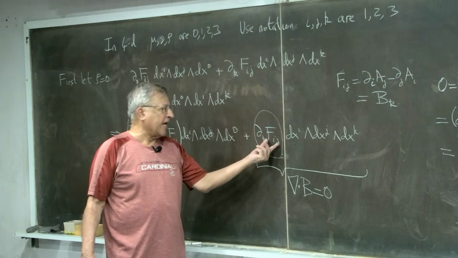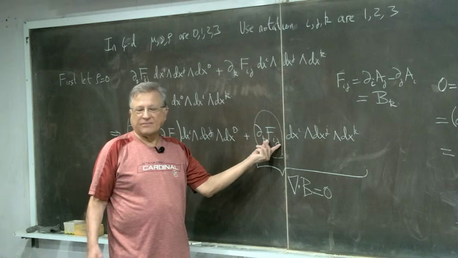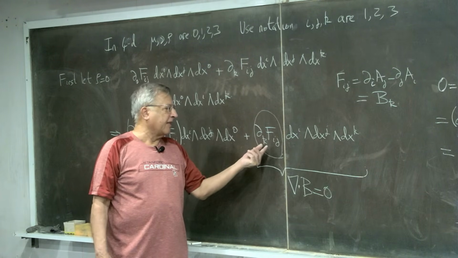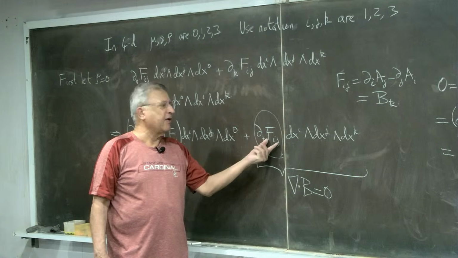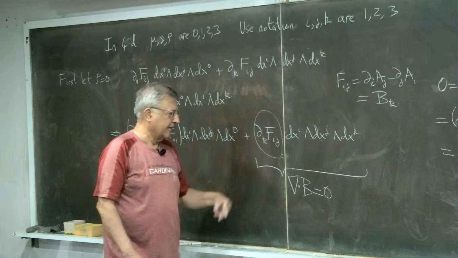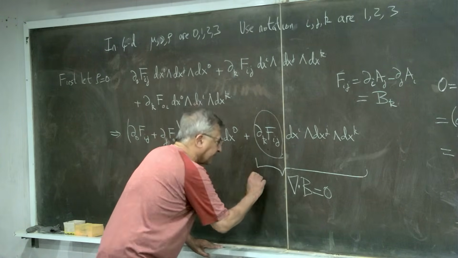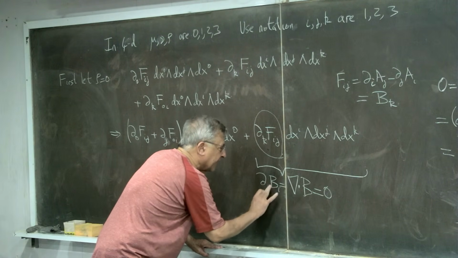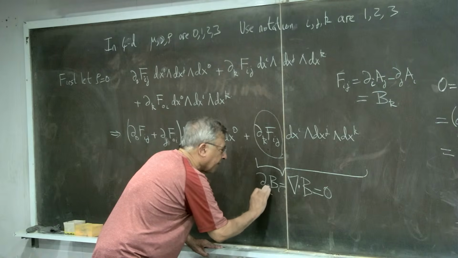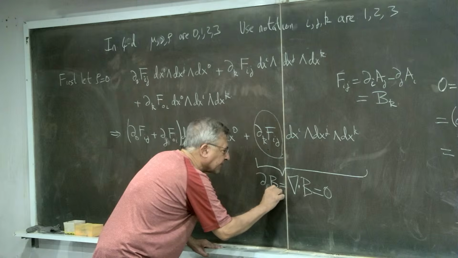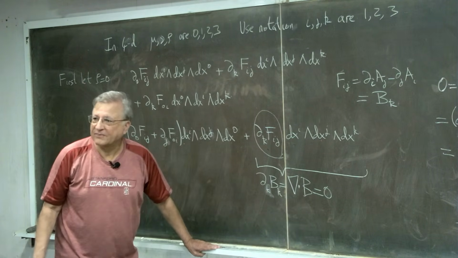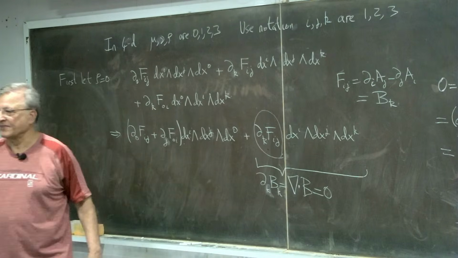So this Fij is, taking the anti-symmetry, just B, and then this is dk into Bk. B dk equals divergence B equals 0. Yes.